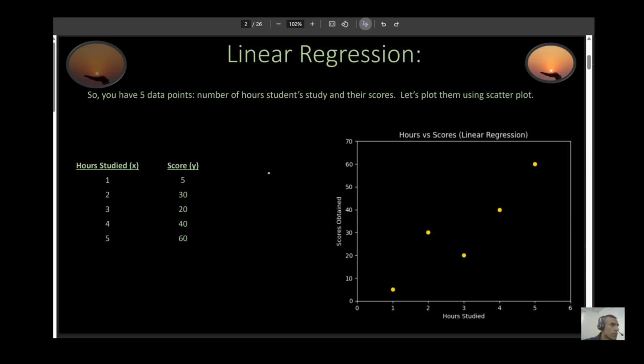So the first one, 1 comma 5, would be this point right here. This is my 1, the number of hours he studied, and the 5 would be right here, the score he obtained. Okay, the second point would be 2 comma 30. That would be 2 hours, which is right here, and his score is 30, which is right here. So that would be this point. And the same way you can plot the other one, 3 comma 20, which would be this and this and this. That would be these points right here.